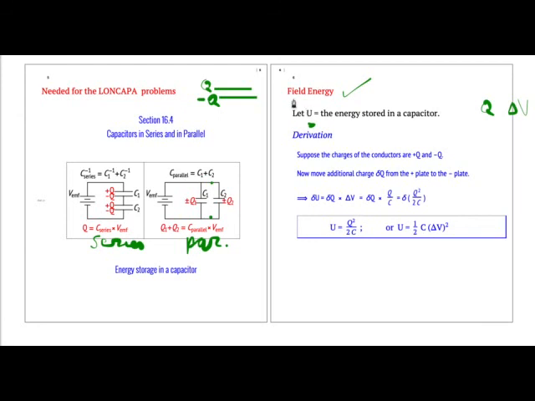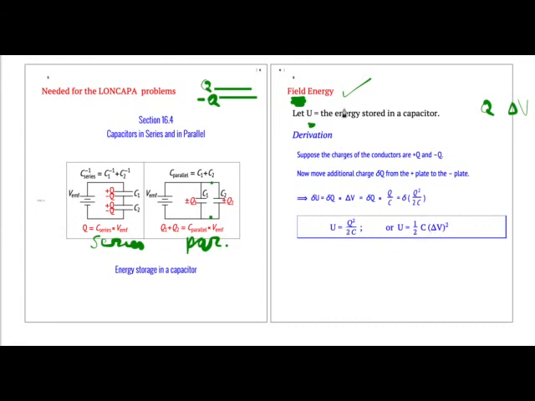Now, we attribute this energy to the field. In other words, this energy does not belong to the charges. This energy belongs to the electric field. So we refer to this as field energy. All right, well, to derive the formula, and here's the formula, the formula is rather simple.